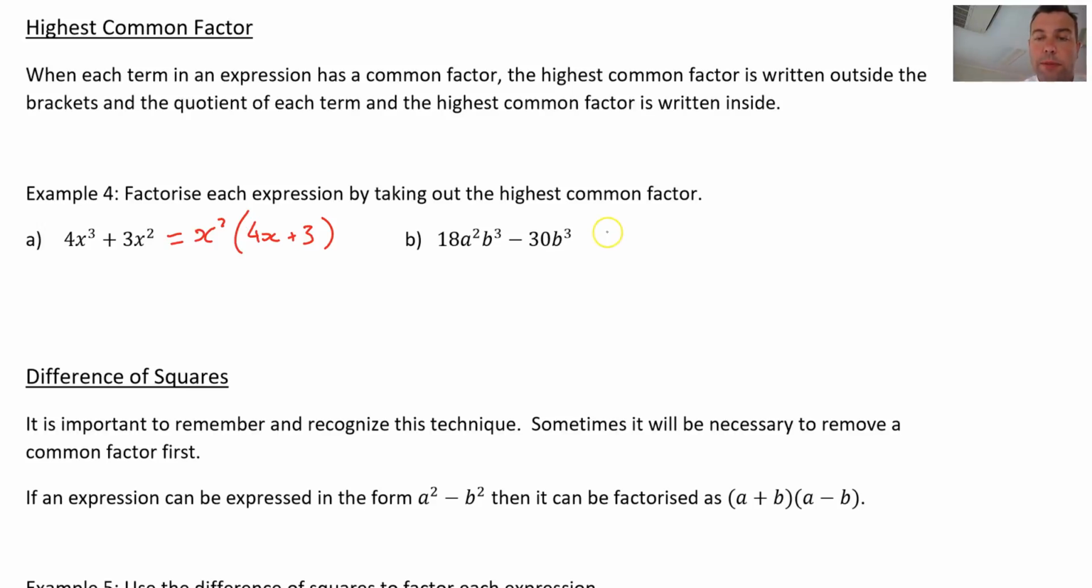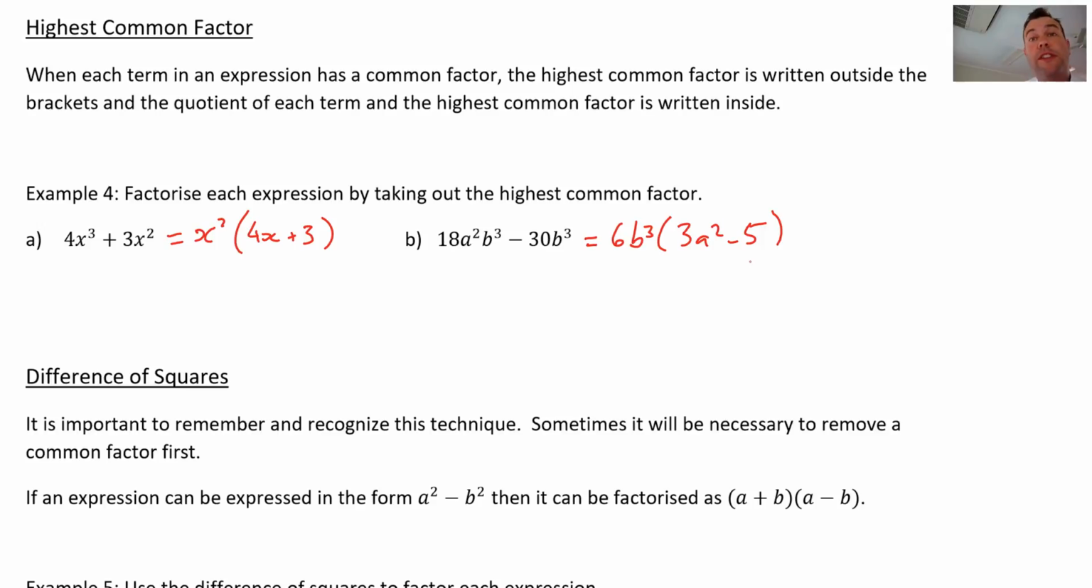Okay. Next up here. Highest common factor of these two terms, right? I've got two terms separated by a plus or a minus. 6 is common to 18 and 30. There's no common a. There is a common b cubed. So 6b cubed is my highest common factor. That would leave me with 3a squared minus 5. Yep. Right. Highest common factor. Don't forget to do that.